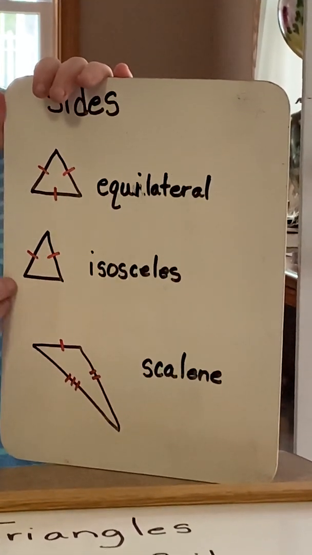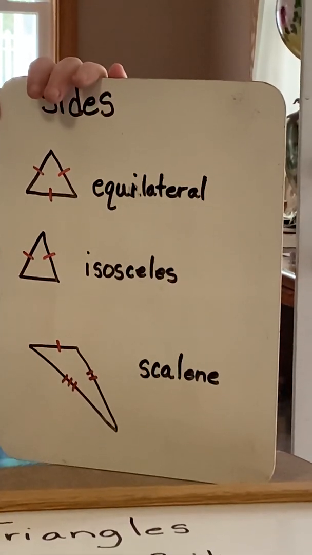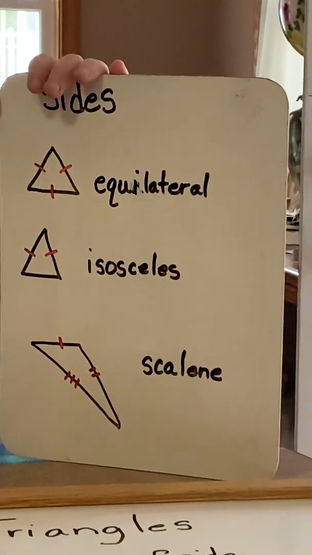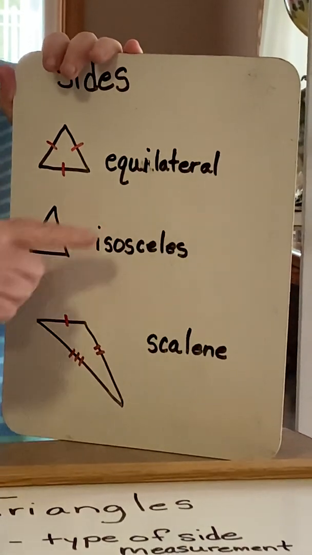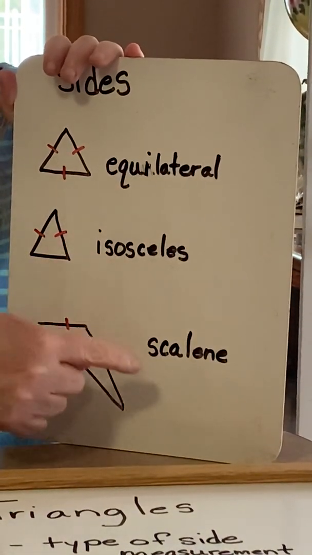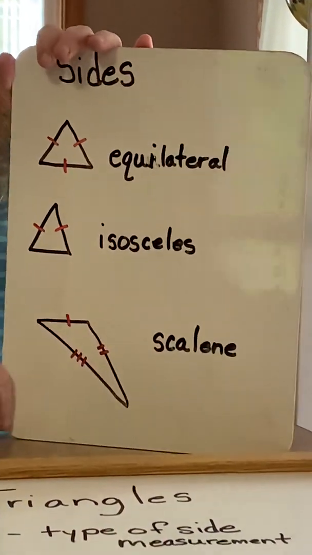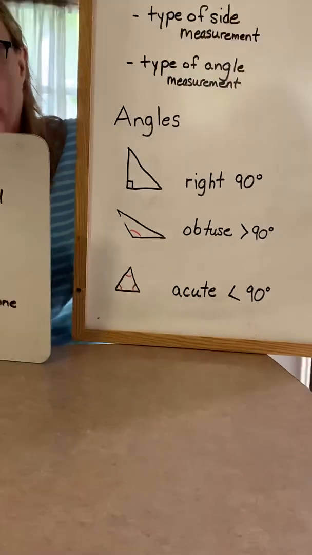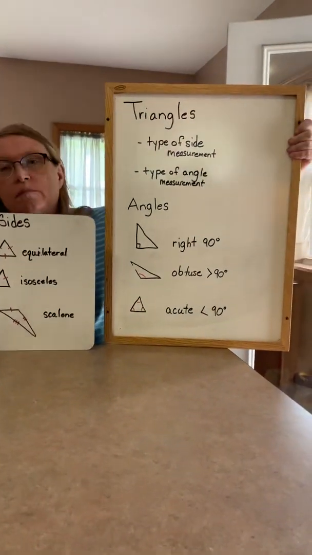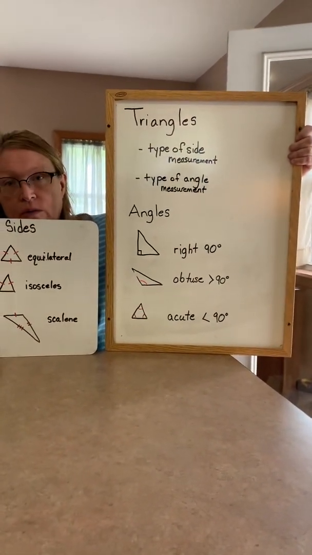So you just have to make sure that you give me the name with both identifying markers: by its sides, which would be either equilateral, isosceles, or scalene, and then you also have to tell me its angle name, which would be either right, obtuse, or acute.